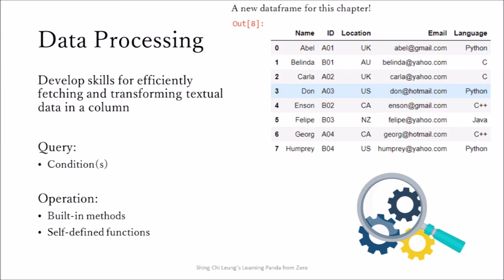Since this chapter is about text, we will introduce a new data frame to work on. This time your friend brings you a new data frame. Let's take a look at it. It is a contact list of some staff, together with their ID, location, email, and their programming languages. In this chapter, we will be making queries and operations based on these data.